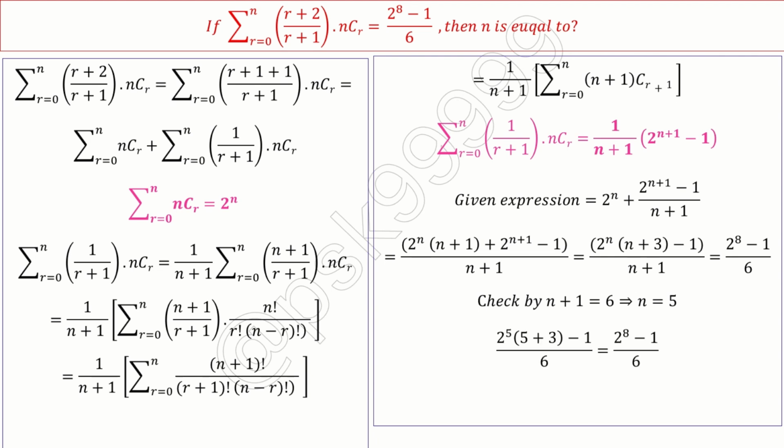If I substitute n equal to 5, it will become 2 to the power of 5 into 5 plus 3 minus 1 divided by 6, which is nothing but 2 to the power of 8 minus 1 by 6. That means the answer is n equal to 5. Right, this is the answer.